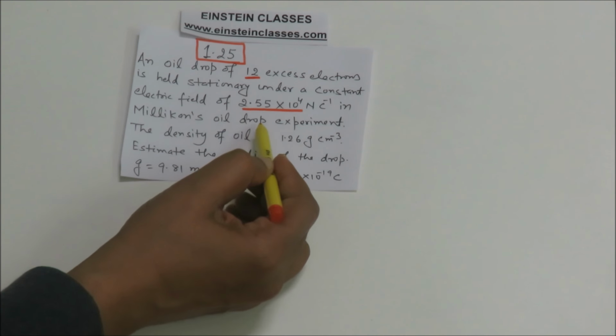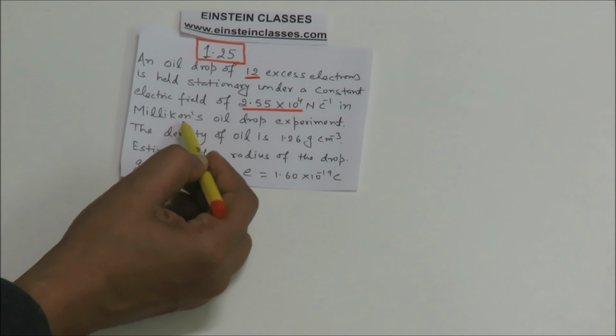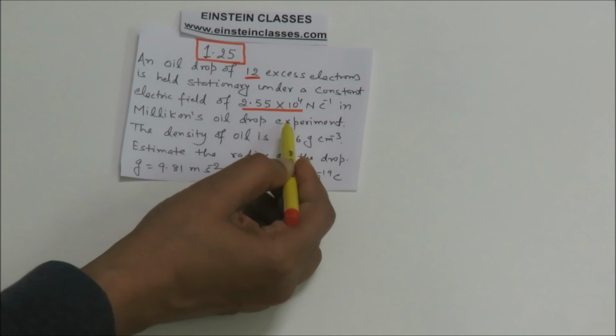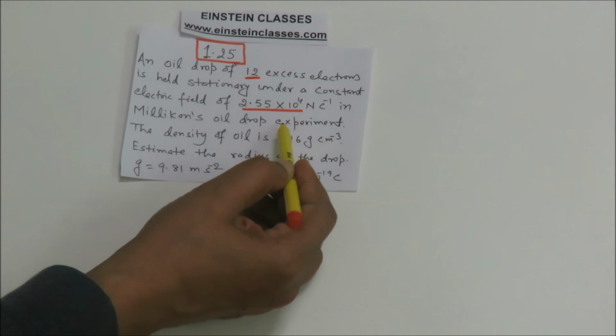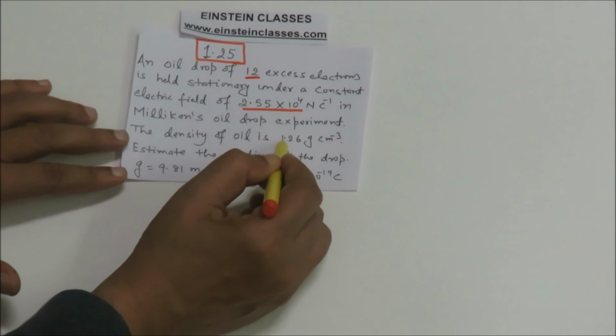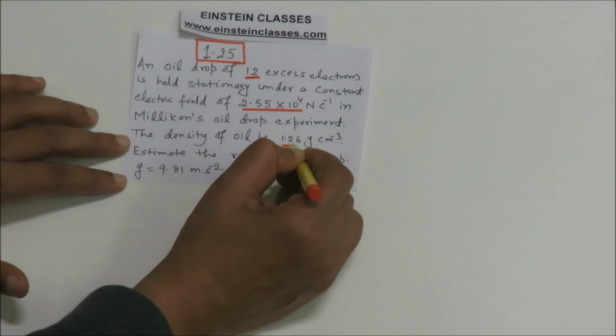This one is the experiment performed by the scientist Millikan, and using this experiment we can find the experimental value of the electronic charge. The density of the oil is 1.26 gram per cubic centimeter.